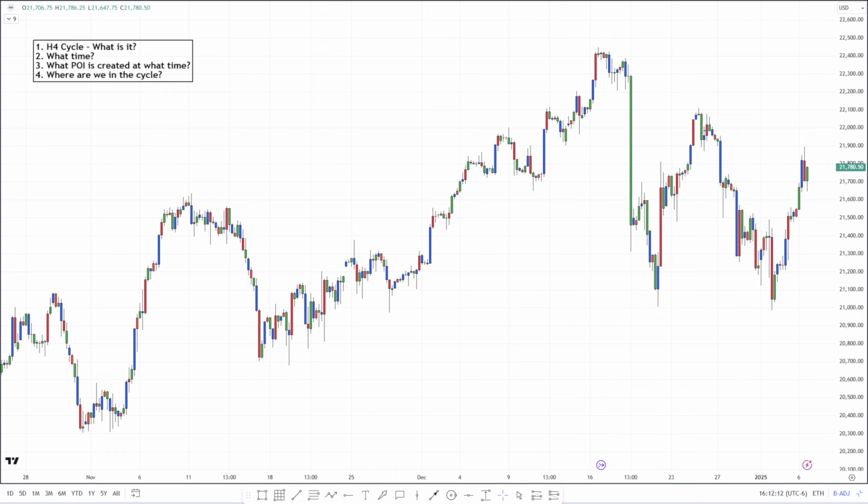And so up in the upper left-hand corner, I have a couple things, and it's a H4 cycle. What is it? What are we looking at? What time frames? What points of interest are being created at what time, which is important, and where we're at in the cycle.